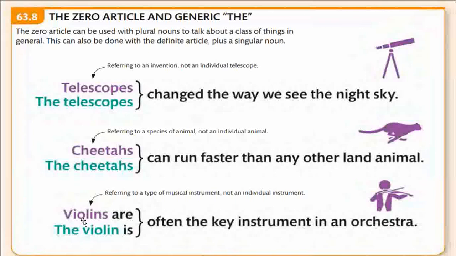Now, if we talk about certain instruments, referring to the type of musical instrument, not an individual instrument. Violins are often the key instrument in an orchestra, or the violin is often the key instrument in an orchestra. The is used because it's a class, and you're using it in singular. Over here, violins, again you're using it for the entire class of instruments, so you're using it in plural. When you're using it in singular, you use the before it, and both are correct.